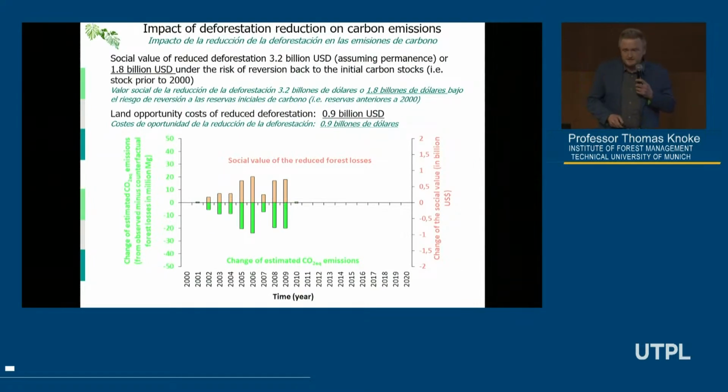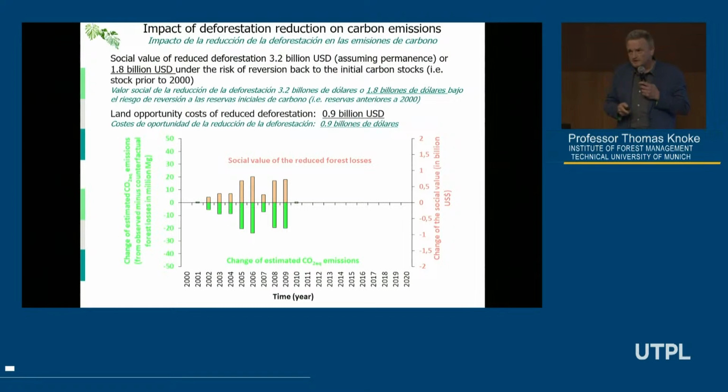What we then tried to find out is the monetary benefit of the reduced deforestation, if we accept that there has been a reduced deforestation. We can see here that from 2002 onwards, the green bars show a lower emission than expected, and here we have the CO2 equivalents in million megagrams. That constitutes, through avoided damages, a social value, the reddish bars here. And the US dollar values are here. You see that these are also large numbers.